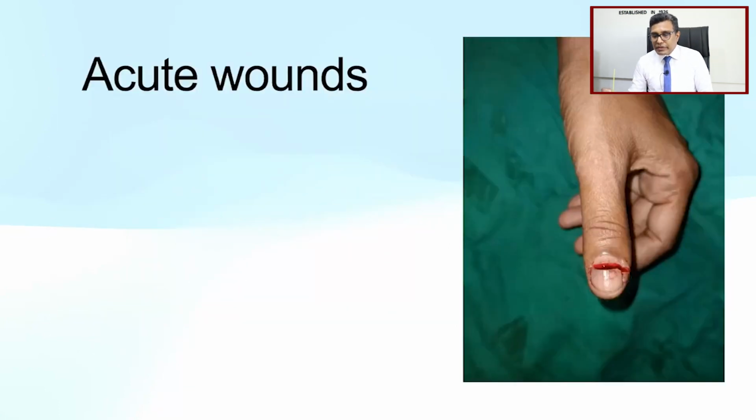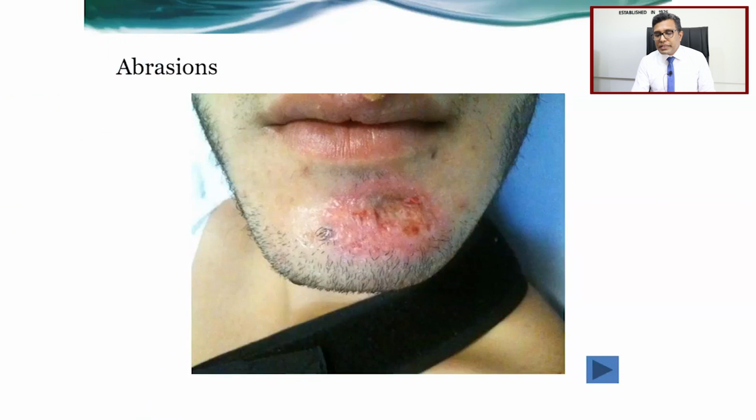Now, we'll talk a little bit about acute wounds. As you can see, this is an acute wound of a nail bed. Now, these things are very important. There are some principles that you need to follow. I will just walk with you through these wounds, and what are the basic things when you want to assess a wound. Now, this is an abrasion.